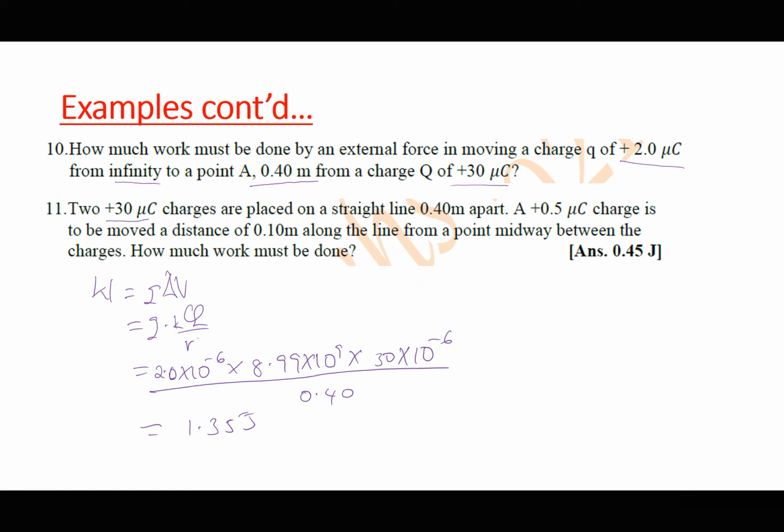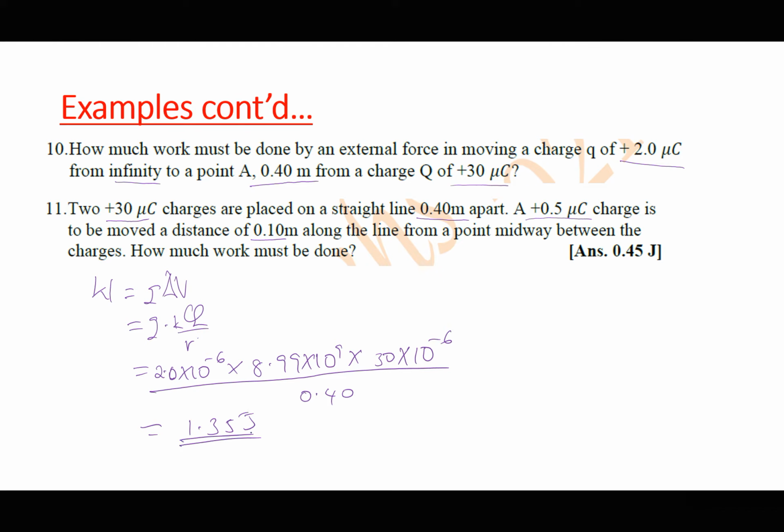Two positive 30 microcoulomb charges are placed on a straight line 0.4 meters apart. A positive 0.5 microcoulomb charge is to be moved a distance of 0.1 along the line from a point midway between the charges. How much work must be done?